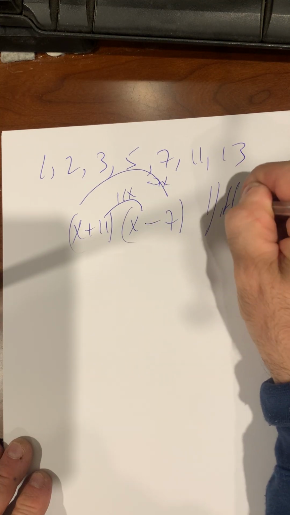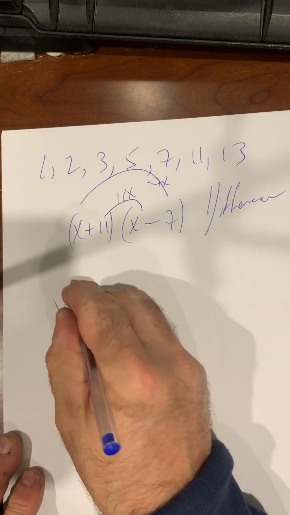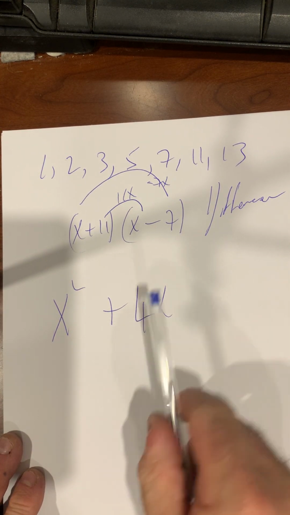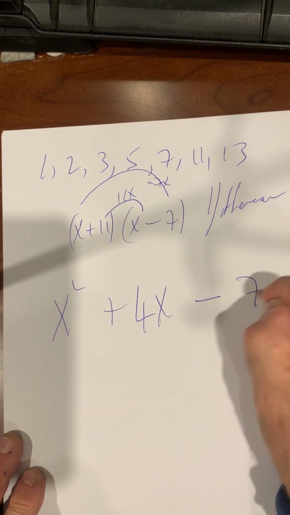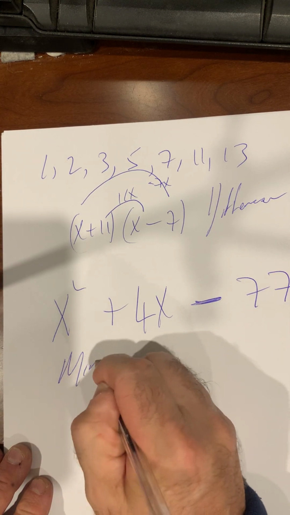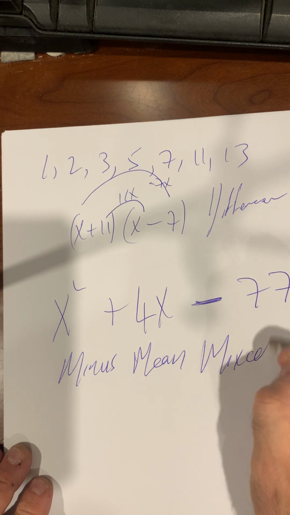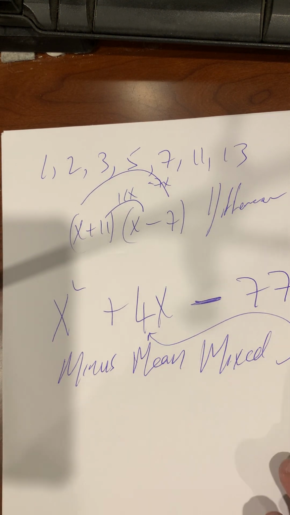11x subtract the difference of 4. Maybe a gap's not the right word. Maybe the better word is the difference of 4. So what does it look like? Well, because I'm dominating with a positive, this is plus. And what is 7 11s? It's 77. It's mixed sign, so it's negative. Minus means mixed. It's mixed with a dominant positive, with a bigger positive.